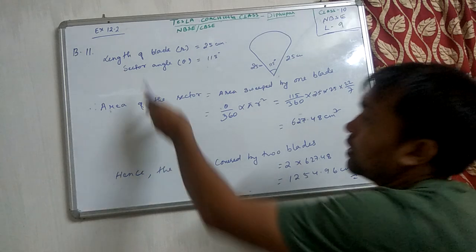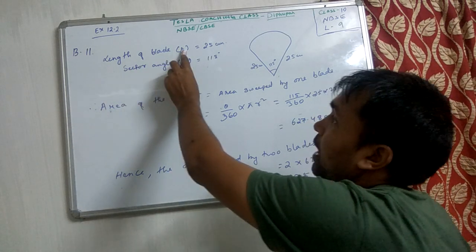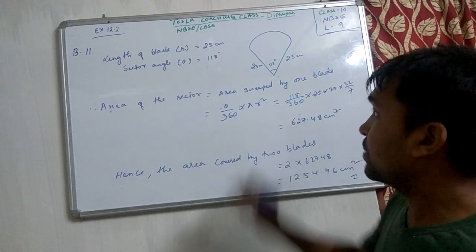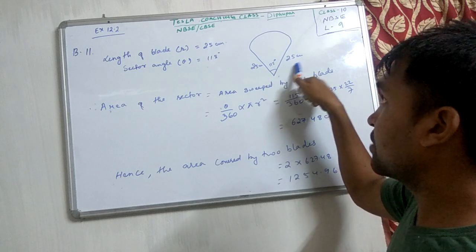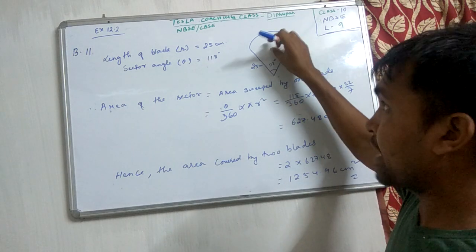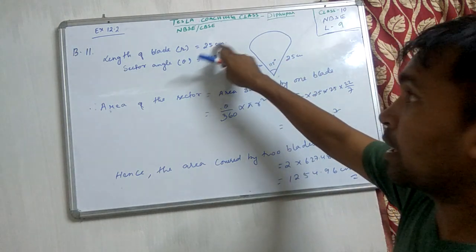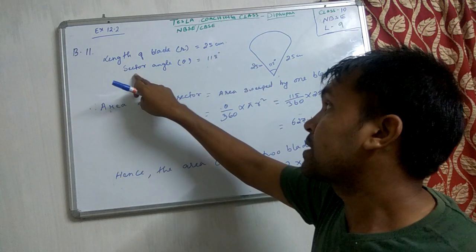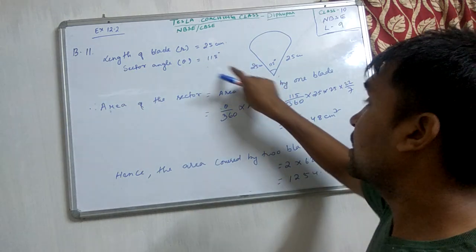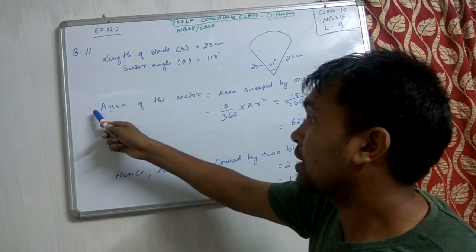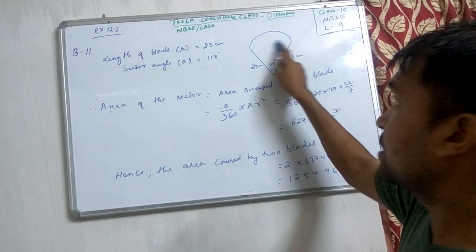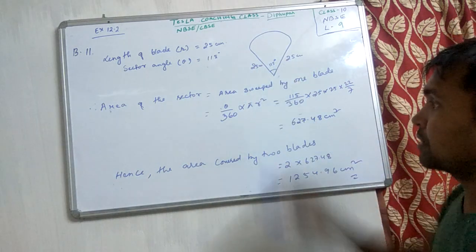Now what we will write here: length of the blade, r, is equal to the length of the blade. This is the length of the blade, so that will act as the radius of this sector. So we are writing here 25 centimeter. Sector angle, so what is the angle here? 115 degree. So what we are writing is the area of the sector, this sector's area. What is the area of this sector?